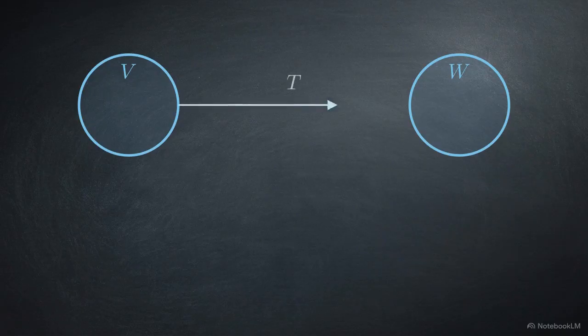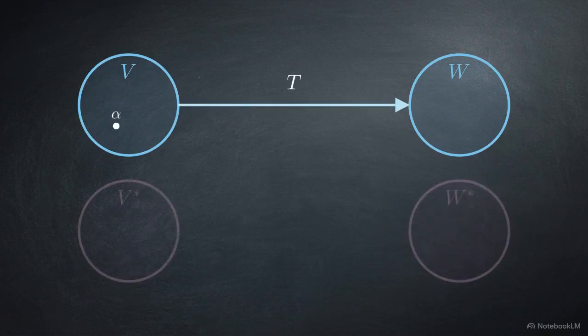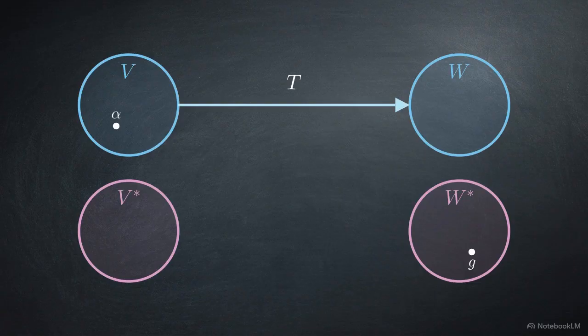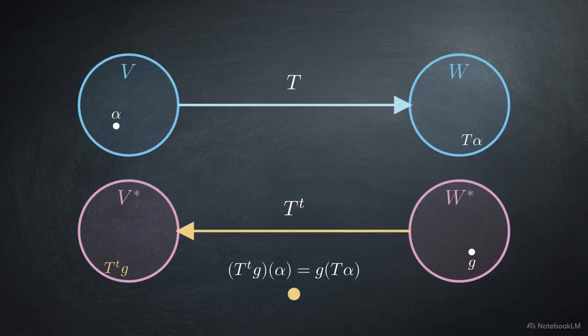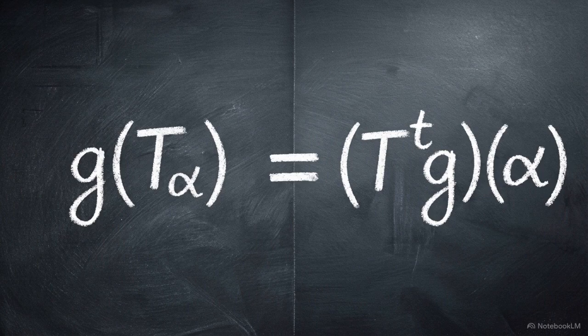Let T be a standard linear transformation that maps vectors from space V into target space W. This transformation naturally induces a mapping between the two corresponding dual spaces. This induced mapping operates in reverse, pulling information from W star back to V star. This is the transpose of T. It is defined by the relationship: the transpose of T applied to a functional g, evaluated at alpha, equals g evaluated at T of alpha. This means applying a functional to a transformed vector is identical to applying the transpose transformation to the functional first.